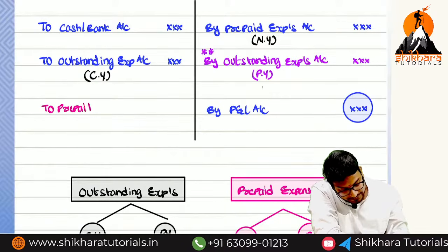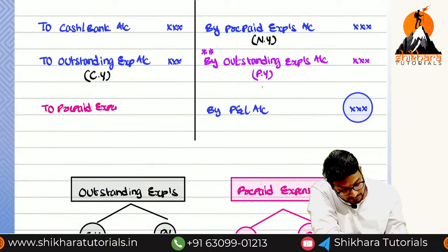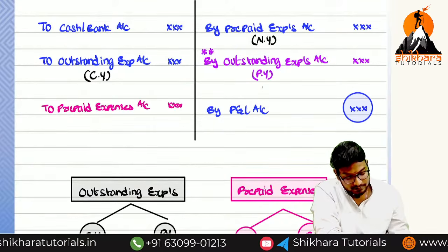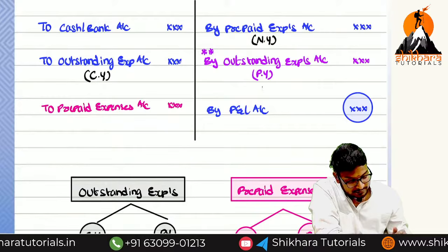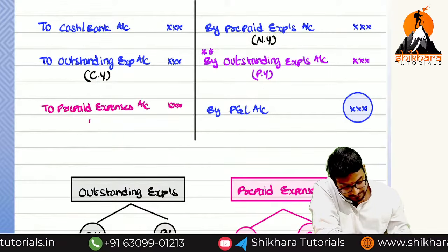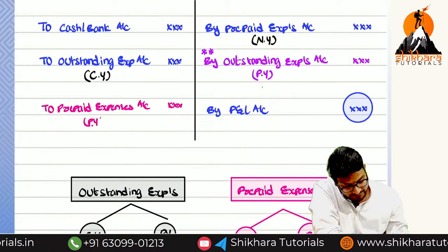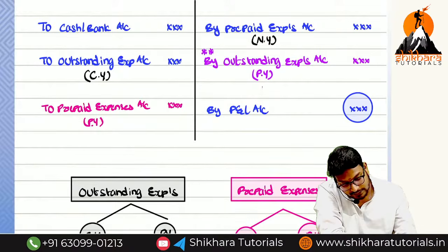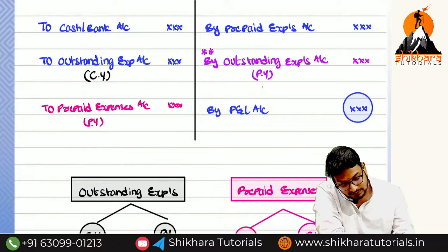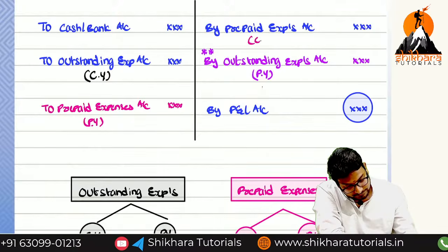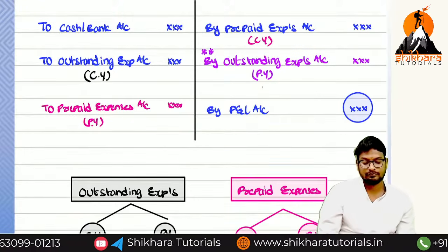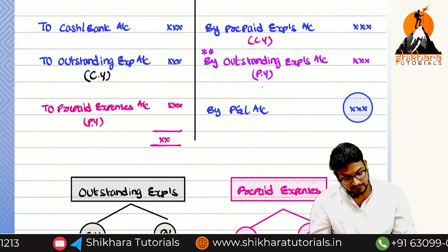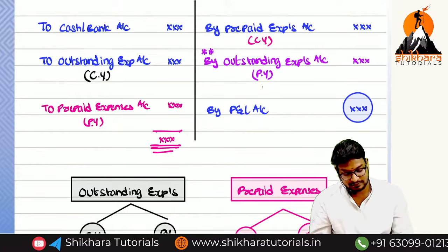So now what we have to write: To prepaid expenses, belongs to which year? Current year. Previous year we are going to write here. You can keep it here also, otherwise you may get confused. Current year. So this is the overall account of expenses.